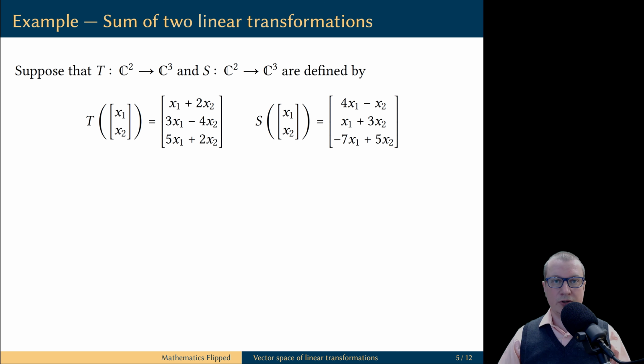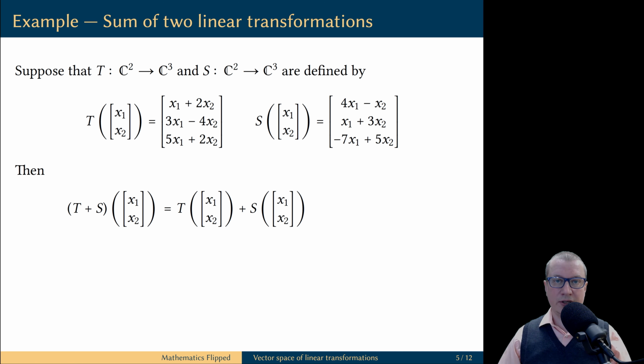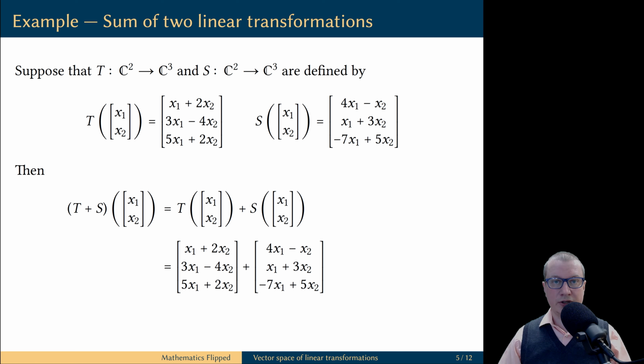Here is an example to illustrate this construction. We have two linear transformations, t and s, from C2 to C3. Let's compute the new linear transformation, t plus s. The value of this linear transformation on any input is the value of t on this input plus the value of s on this input, and the plus sign here means the addition of vectors in the codomain C3. We know what each linear transformation does to an input, and all that remains to do is to compute the result of this operation in the codomain C3.